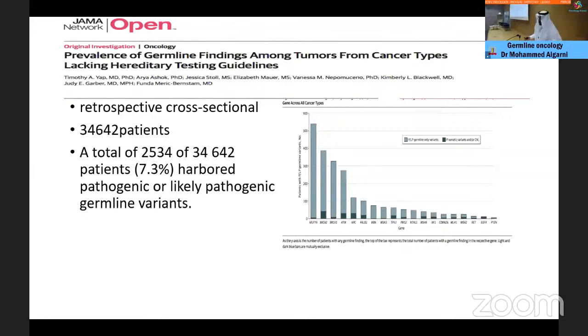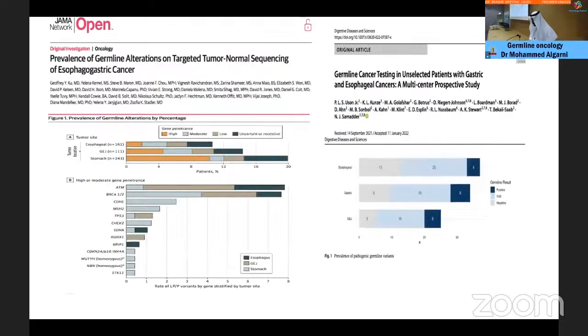So this is even for patients with cancers where we usually don't have a screening guideline, or we think sometimes they don't have hereditary components. Another 2 studies published this year are for patients with esophageal cancer. We don't usually think esophageal cancer is commonly associated with hereditary cancer syndrome.